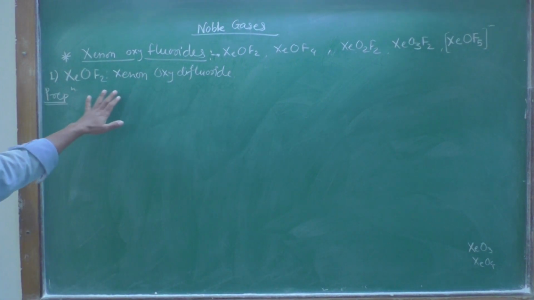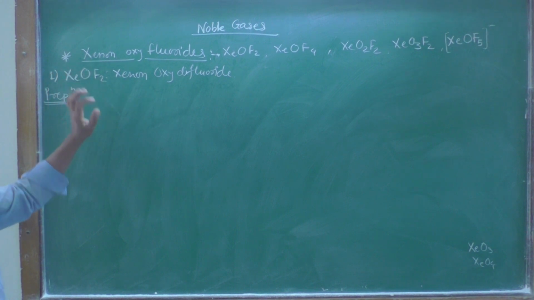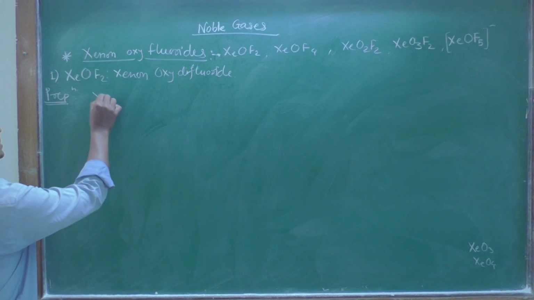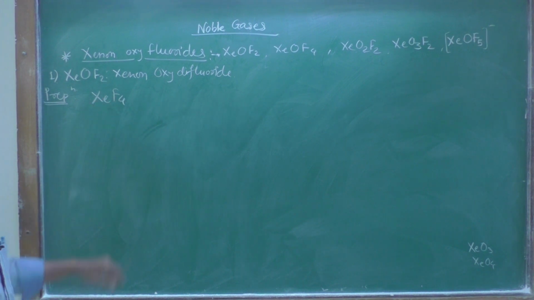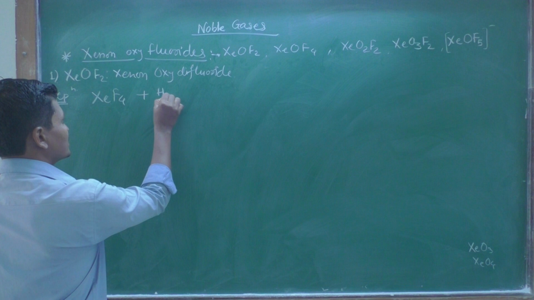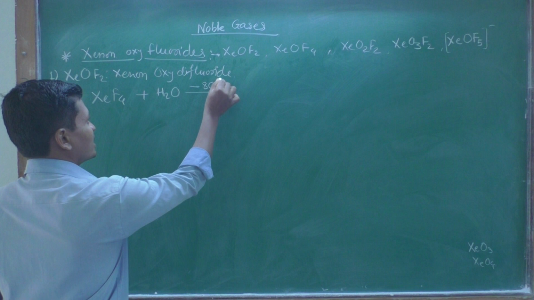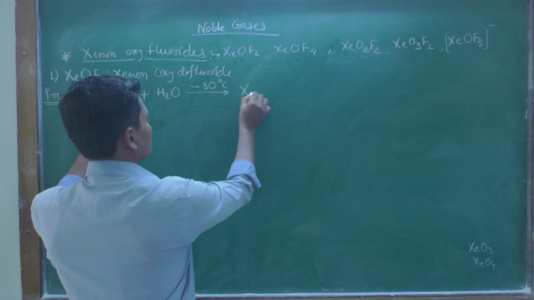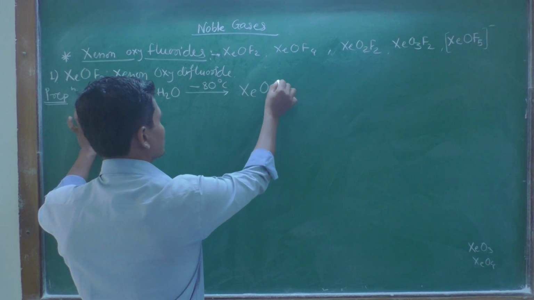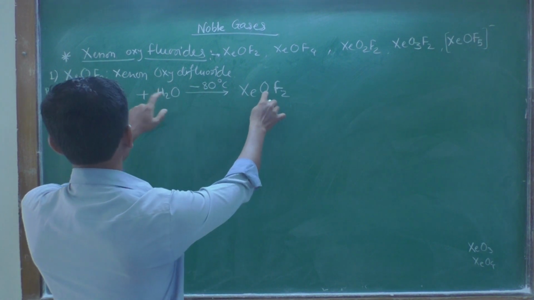So the first one is xenon oxydifluoride, the formula is XeOF2. How will you prepare this? Very simple. Let us start with xenon tetrafluoride. When hydrolysis of xenon tetrafluoride is done at low temperature, such as minus 80 degrees Celsius, you will get xenon oxydifluoride: Xe as it is, O as it is, F2.